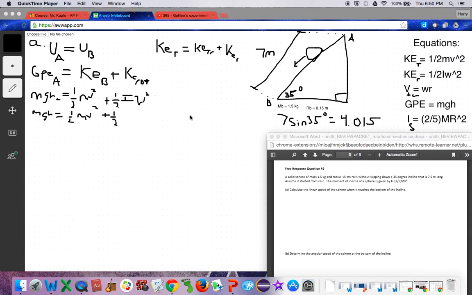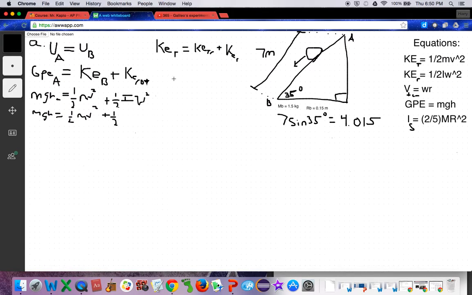Part A says calculate the linear speed of the sphere when it reaches the bottom of the incline. Okay, so we know they want us to solve for the velocity at point B. Now, it's evident that this problem is a conservation of energy problem, but it's got a few twists, and I just wanted to refresh your memories of some equations that I'm sure you've seen before.